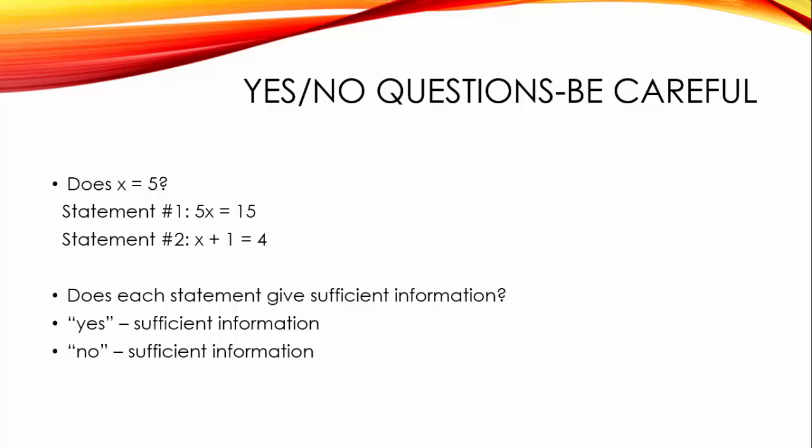Here, it's clear from both statements that x is equal to 3, that it in fact does not equal 5. So, the answer for both statements is a clear no. That's the answer to the prompt question. Because we were able to get a clear answer to the prompt question from each statement, each statement individually was sufficient. An affirmative answer to the sufficiency question in both cases, and we get the answer.